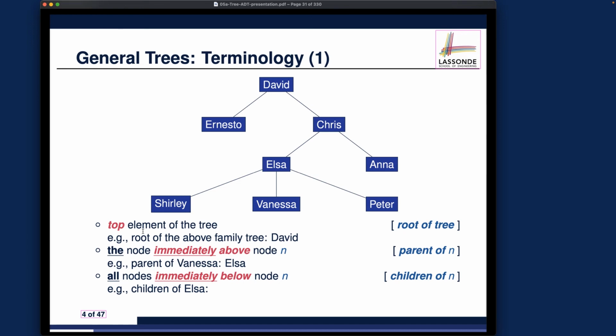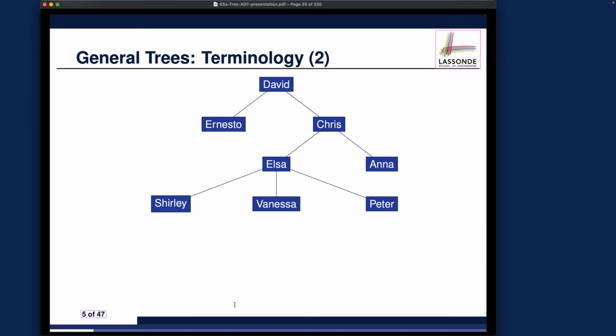Okay, so that's about children, which I already mentioned. You can see for the case of Ernesto, he simply doesn't have any children, so we'll just say empty. I'm just saying that the children is more like a set concept. It can be an empty set, it can be a singleton set, or it can be a set containing more than one child node. All right, let's now move further to other terms.